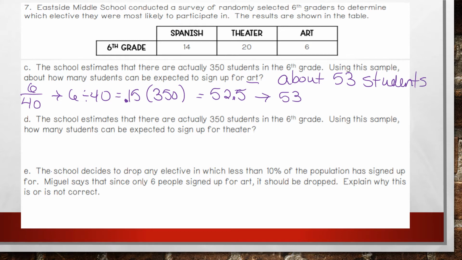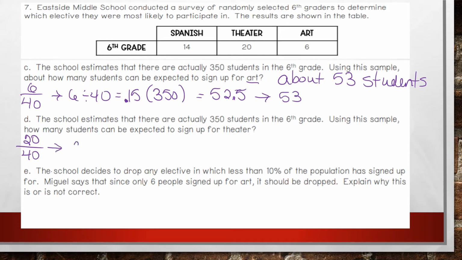Letter D. The school estimates that there are actually 350 students in the 6th grade. Using this sample, about how many students are expected to sign up for theater? So we're doing the exact same process, except now we're looking at the number for theater, which is 20. So that's 20 students out of 40.